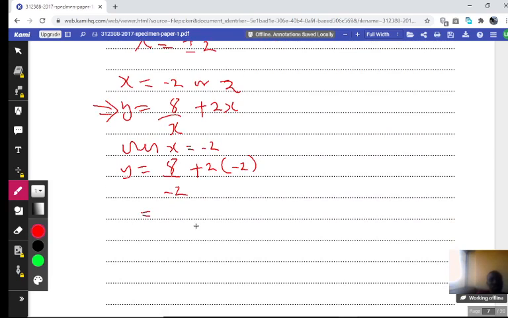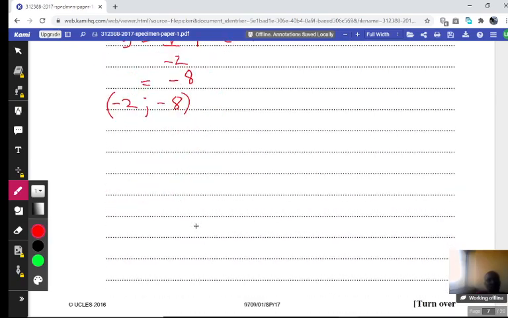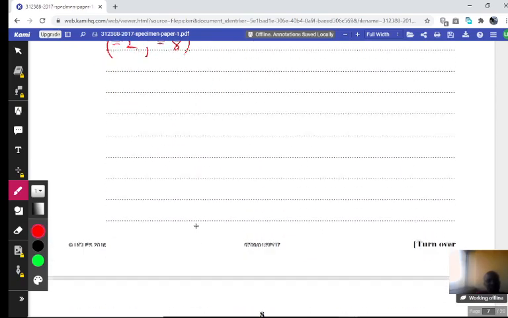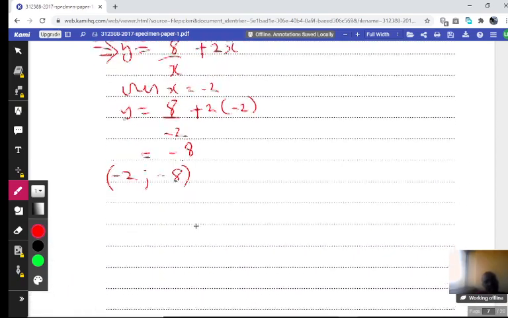So it will be 8 divided by minus 2 is minus 4. Then 2 times minus 2 is minus 4. Minus 4 plus minus 4 is minus 8. So this point now is minus 2, minus 8. So we found one of the points of intersection, right? So that's one of the points of intersection.